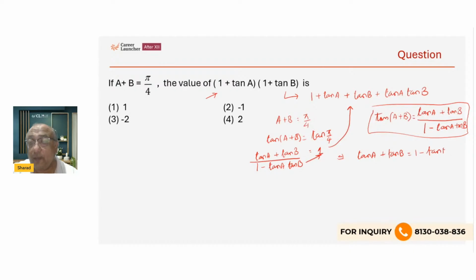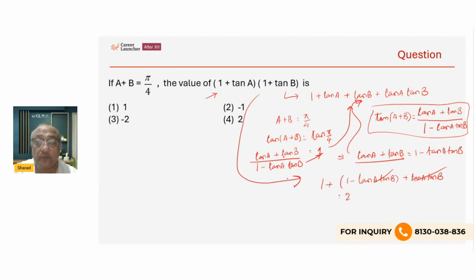Cool. So now it is simple. I'll put this value of tan A plus tan B over here. So what will it be? 1 plus 1 minus tan A tan B. What will happen to this tan A tan B? Oh, this tan A and tan B is getting cancelled. Wow, tan A and tan B is cancelled. I'll get 2. So this value is equal to 2.